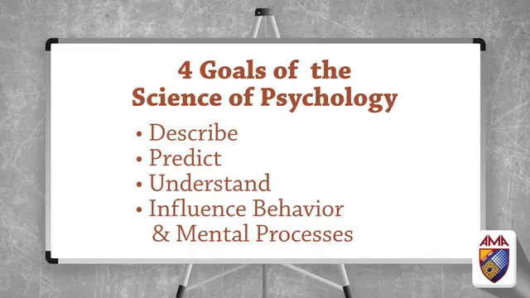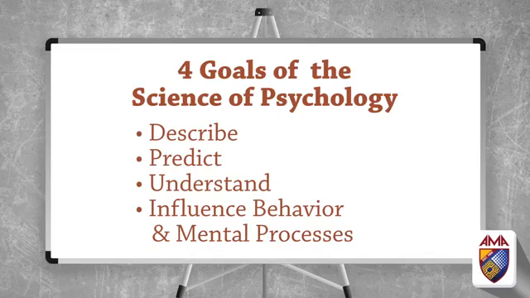First, describe. Information gathered in scientific studies helps psychologists describe behavior and mental processes accurately. For example, descriptive information gathered in a survey of the frequency of sexual behavior among college students without the protection of condoms would be an important first step in designing a program to prevent the spread of sexually transmitted diseases such as AIDS.